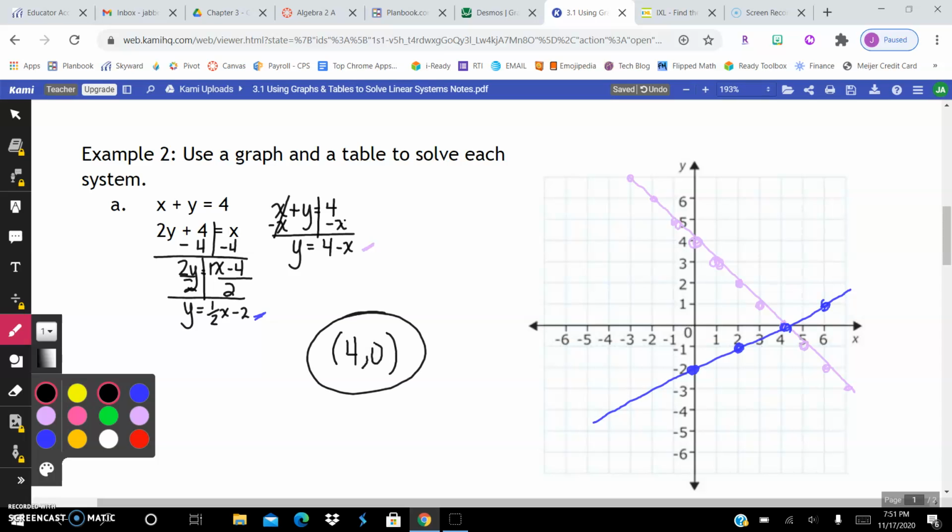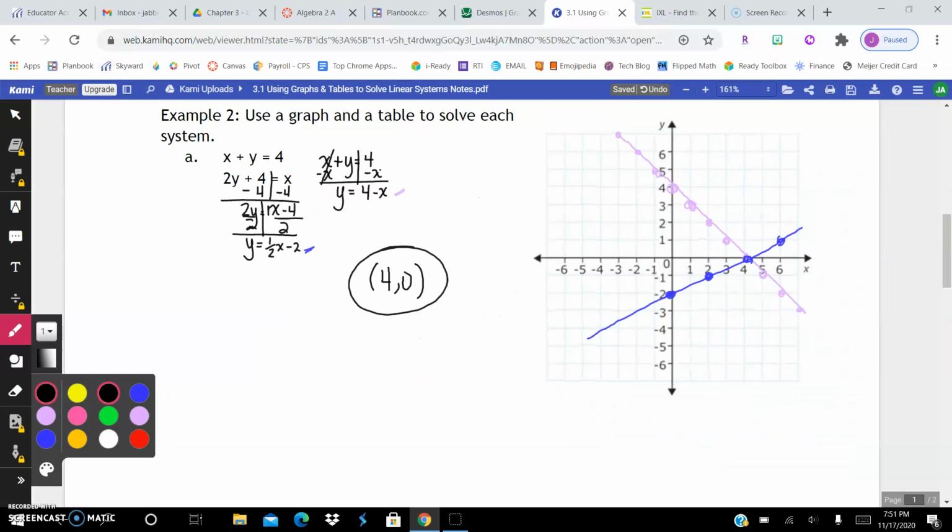So we're looking for an ordered pair. Now it says use a graph and a table. Graphing is much simpler, but if you had to use a table, you're going to have to pick points to plug in. So you're going to have to make a t-table for both equations and plug in x values. So for instance, in this first one, 1/2 x minus 2, if I plugged 0 in there, I would have to do 1/2 times 0, which is 0, minus 2 is negative 2.